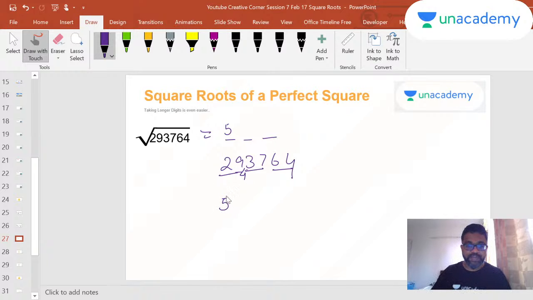Now, before I move on, I remember what I have to do. I have to double 5 and keep 10 aside, because this is what I'm going to be dividing with. So I will divide 43 by 10. When I divide 43 by 10, I get 4 remainder 3. So I got my second digit as well.